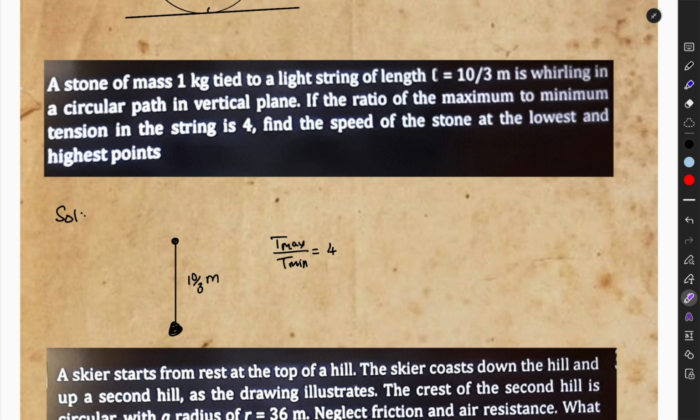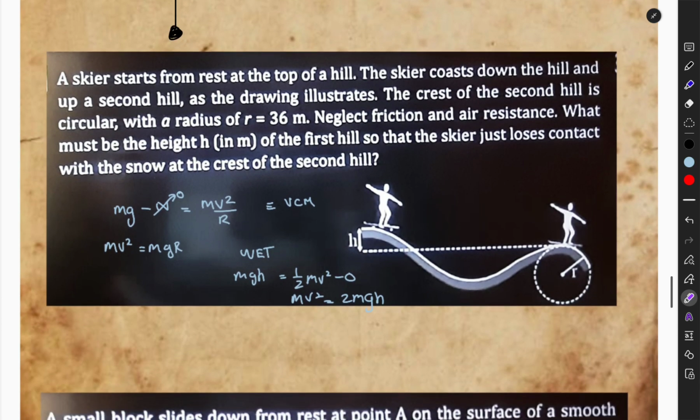So yeah, you can also find the tension maximum and tension minimum. Tension maximum will be at the bottom and minimum will be at the top right here. Okay, of course you can apply the NLM equation and get this. Just try this yourself.